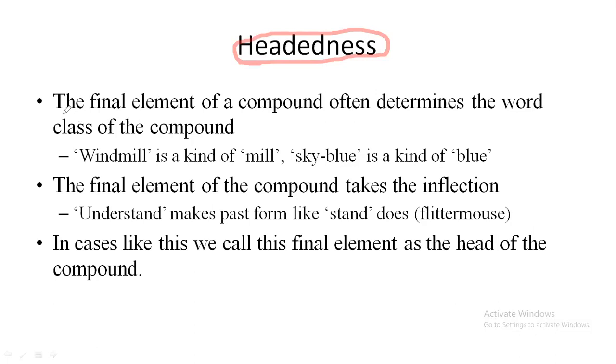So there is a rule. A general rule, not a specific rule. The final element of a compound often determines the word class of the compound, that is the head. In this sense, what I just said, word class. For example, windmill. In sky blue, it is a kind of blue, and in windmill, a kind of mill. This final element, not always, but by the general convention, determines word class.